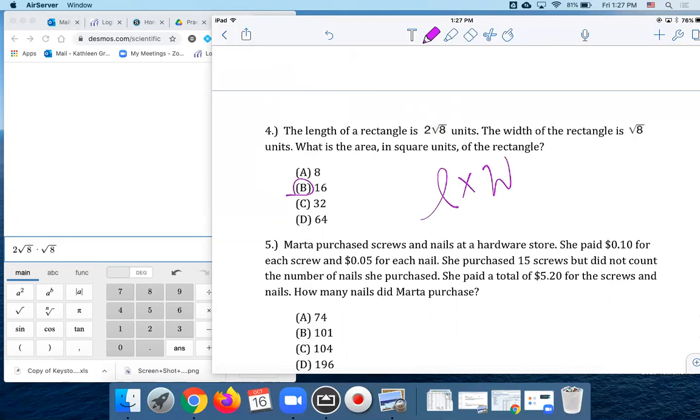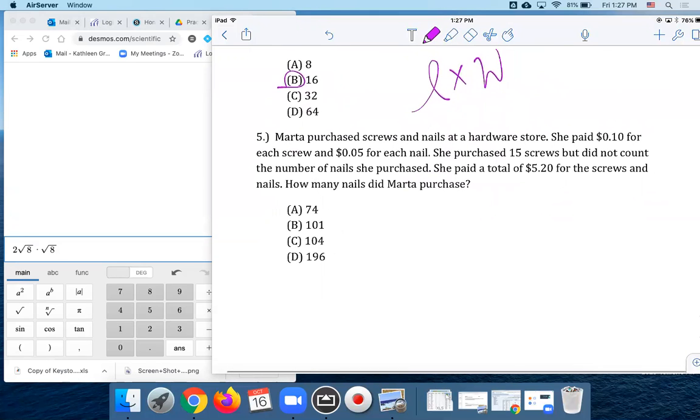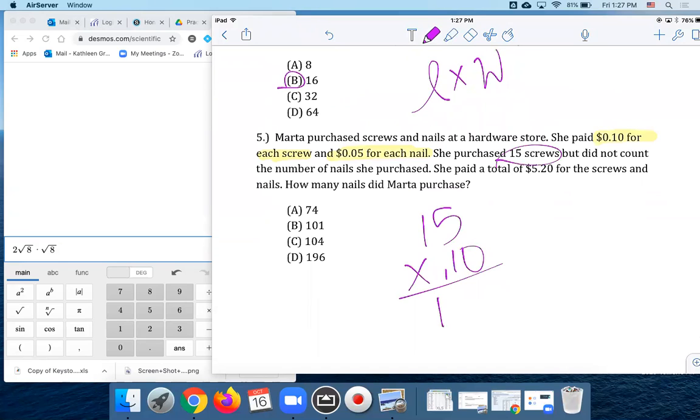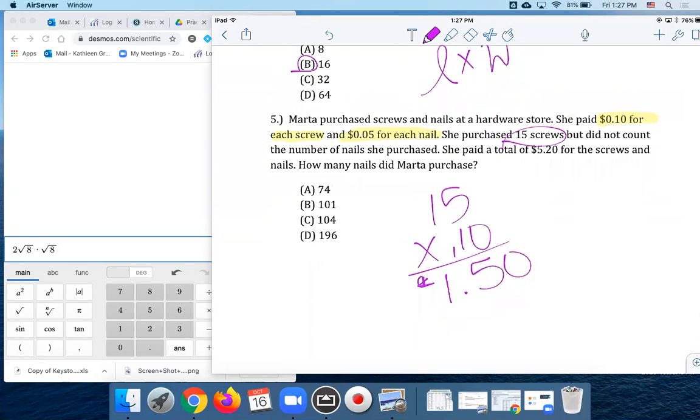And then for the last question, this one, Marta purchased screws and nails at a hardware store. She paid 10 cents for each screw. So that's important. And 5 cents for each nail. She purchased 15 screws. So we know that she bought 15 screws, so we can figure out how much she paid. And that's going to be $1.50. Excuse me.